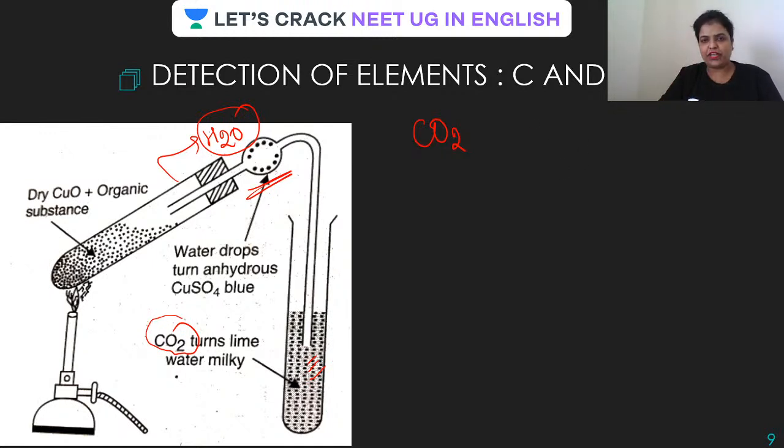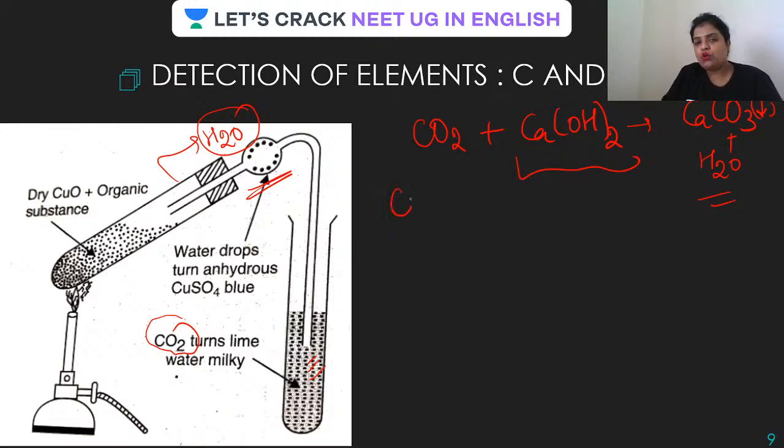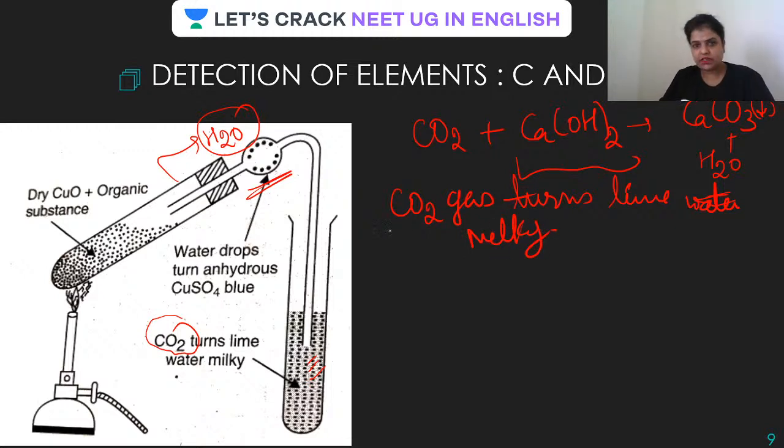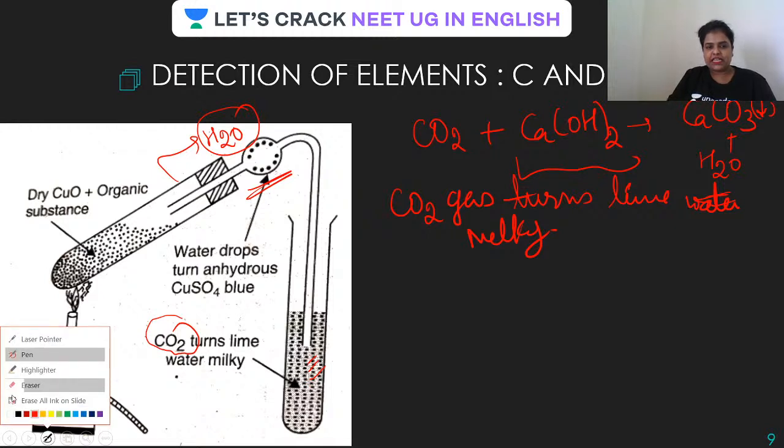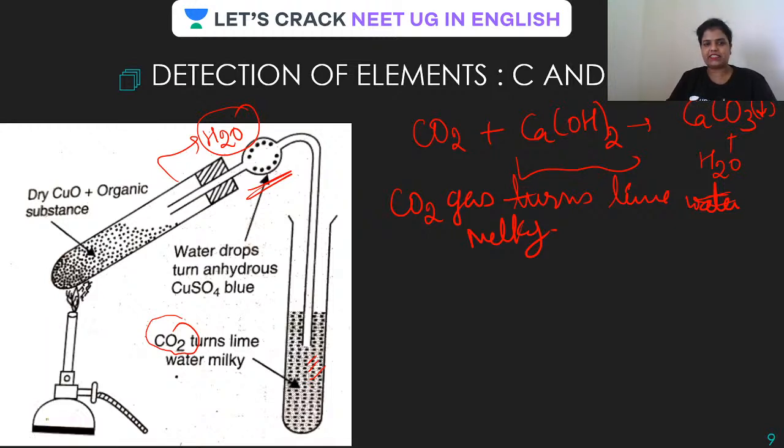So all your eyes on the screen, guys. The CO2, if absorbed in lime water, I'm repeating, if it is absorbed in lime water, what will happen? This will turn milky due to the formation of calcium carbonate, like this, guys. So this is why we say CO2 gas turns lime water milky. But there is a twist in this lime water milkiness. What is that? Let's have a look.